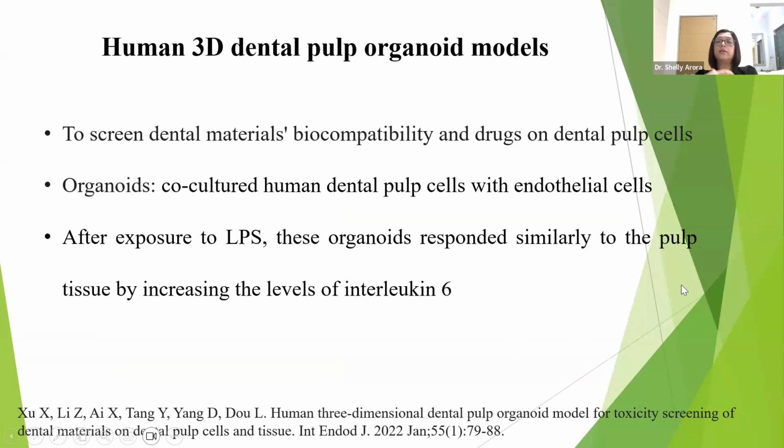Another interesting finding is what they found after exposing this organoid to LPS. We know LPS is lipopolysaccharide, the bacterial component. This is what happens during caries, as the bacteria and the bacterial toxins reach the pulp, there's inflammation. Similarly, after exposing this organoid to LPS, they found high levels of interleukin-6, that's the inflammation. So it's simulating the bodily environment. This is the result shown by them.